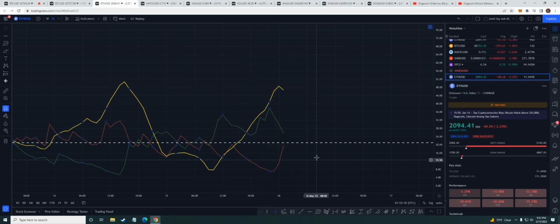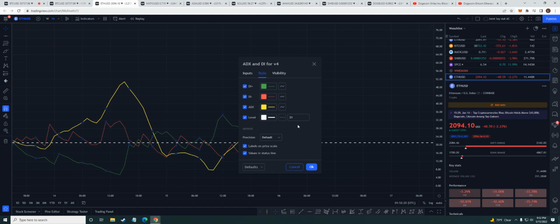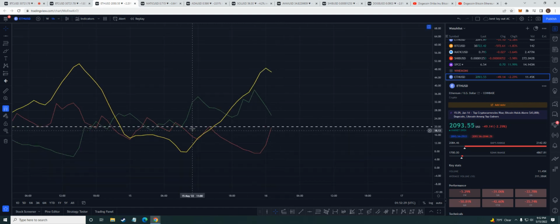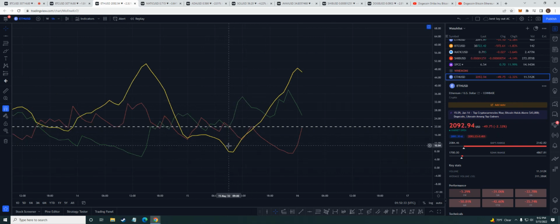Come on, can we save at 20? It didn't save, did it? No, it went back to 21. I want it at 20. I like it at 20 better. It seems to be more accurate when it breaks. See how it got rejected at that 20? And then when it breaks it, it goes to the upside.